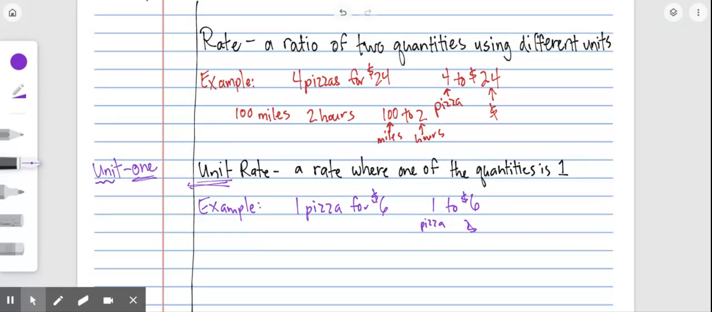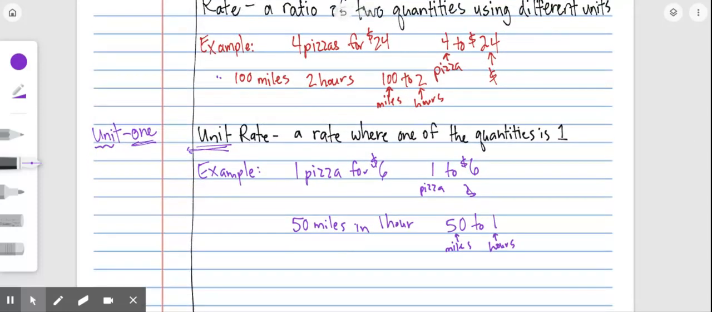Another example, if I take this 100 miles in 2 hours, then guess what? I went 50 miles in 1 hour. Again, I just changed one of the numbers to the number 1. So this unit rate is now 50 to 1, where 50 is the number of miles and 1 is the number of hours. So unit rate is just a rate where one of the numbers is the number 1.